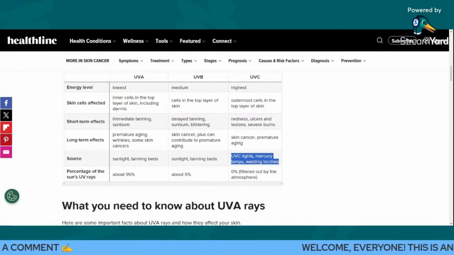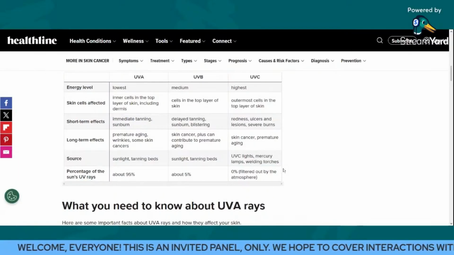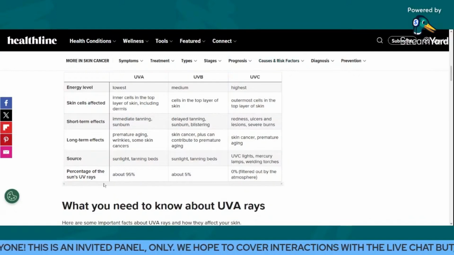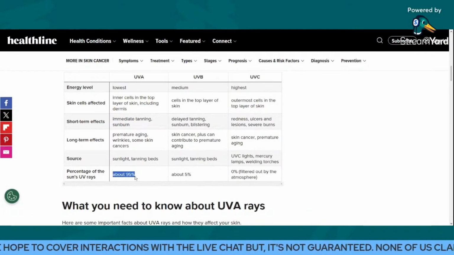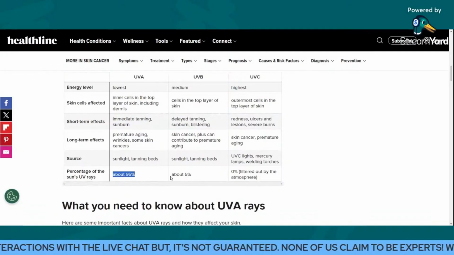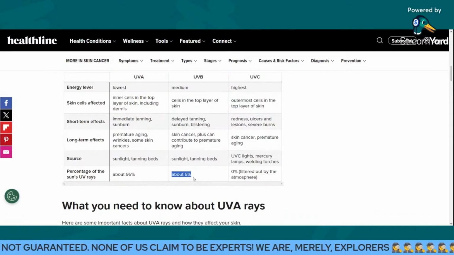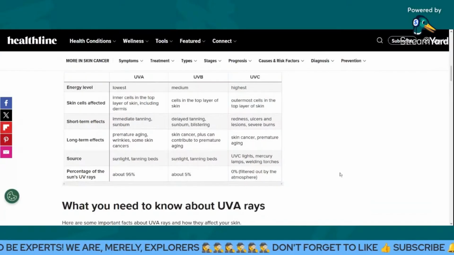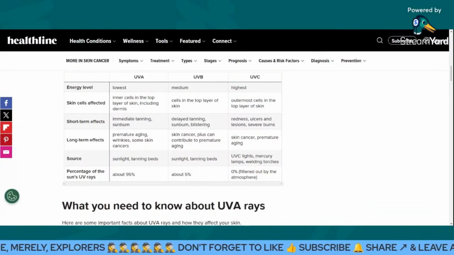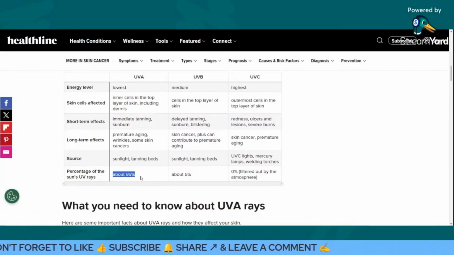Cool. Oh, so it sounds like UVC doesn't actually come from the sun. No. Percentage of the sun's UV rays: UVA, 95%. UVB, about 5%. So UVB only makes up 5% of what's coming from the sun. Most of what's coming from the sun is UVA.